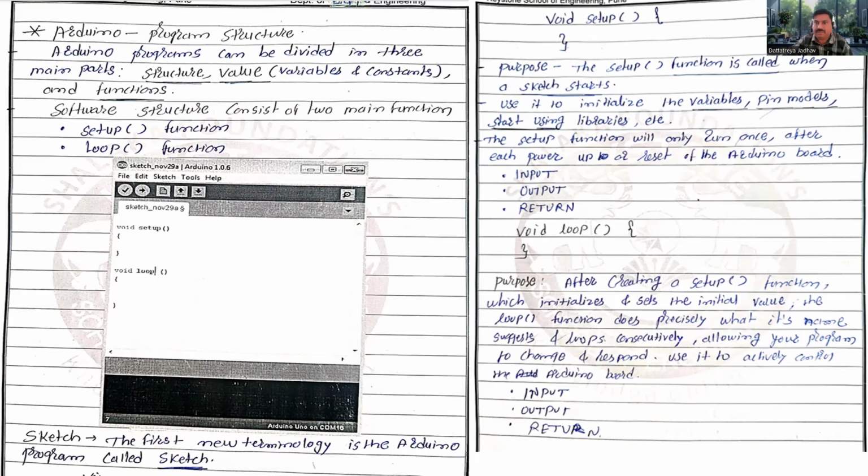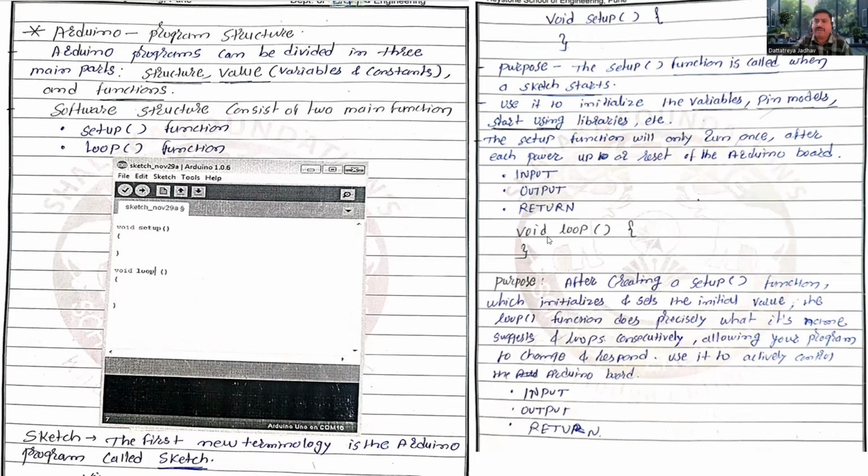It is used to initialize the variables, pin modes, and start using libraries, etc. The setup function will only run once after each power up or reset of the Arduino board. So the setup function is required to initialize the required libraries for your program execution, to initialize the number of variables, and the pins of the Arduino. Whatever supporting parameters the program requires will be initialized by the setup function. It may be input, output and return.